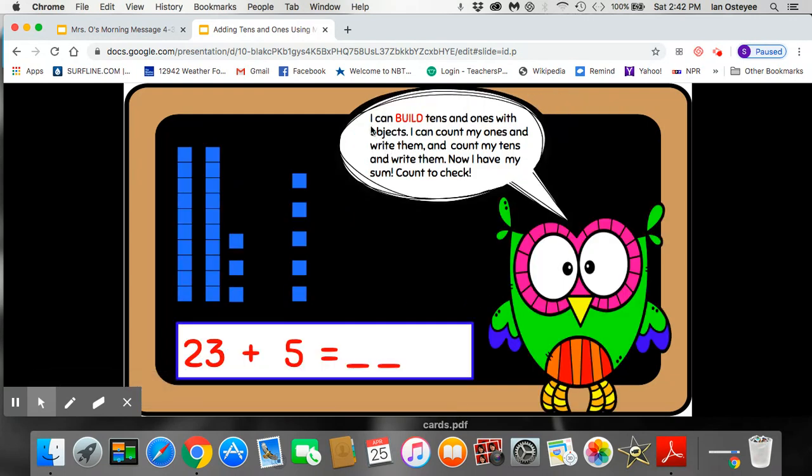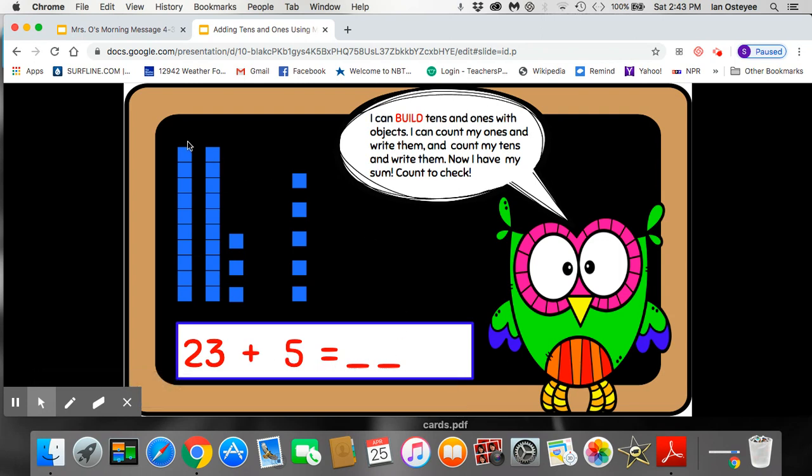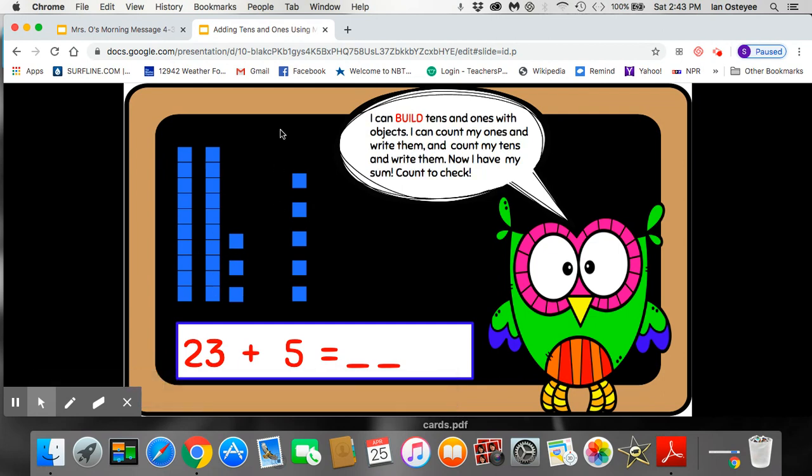Let's read the directions. I can build tens and ones with objects. Well, I've already done that for this problem here. The problem or math equation says 23 plus 5 equals. So I've done that for us. I used tens rods and ones units. However, you probably don't have these at home. So you can use toothpicks for tens and pennies for ones or whatever you have handy in your house.